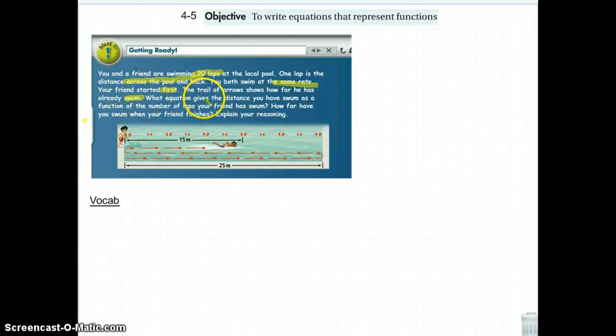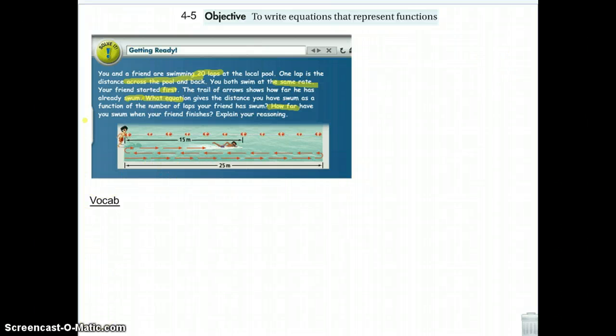What equation gives the distance you have swam as the function of the number of laps your friend has swum? How far have you swum when your friend finishes? So we have two questions. What equation and how far? Explain your reasoning. Now I'll explain my reasoning through words, and you would use this part to actually write down your reasoning.